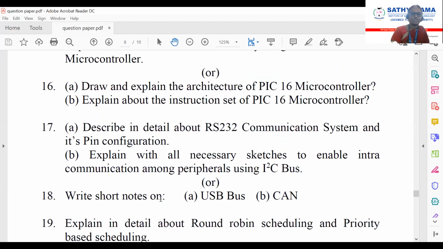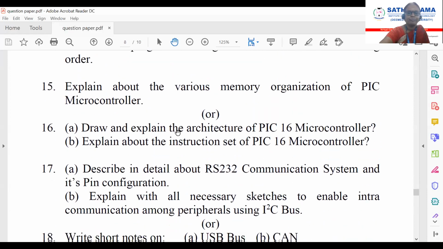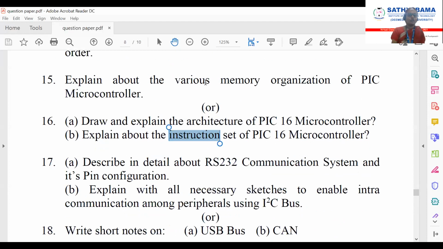Now you come to the next question, ma'am. I think they asked all the things. Memory organization of PIC microcontroller. Don't panic, it's a part of architecture only. As part of the architecture we will explain what is EEPROM, what is program memory, and what is data memory. That is PIC microcontroller. And draw and explain the architecture. See, they are repeatedly asking architecture. Then instruction set of PIC microcontroller. So for PIC microcontroller I told you 3 questions, but the fourth question is memory organization.